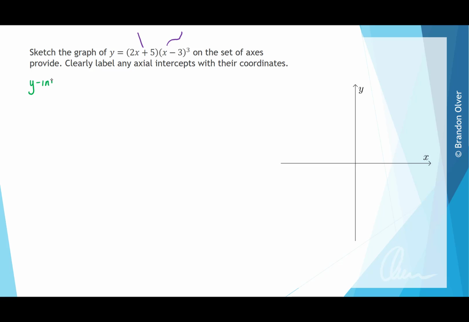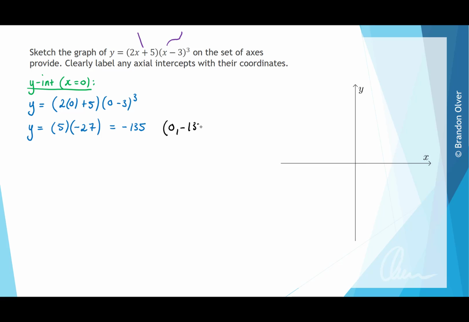So the y-intercept is going to occur when x is equal to 0. For our rule, we will have y is equal to 2 times 0 plus 5, multiplied by 0 minus 3 to the power of 3. Evaluating that, we find y is equal to, 2 times 0 plus 5 is simply 5, and then negative 3 cubed is minus 27. And if you evaluate that, you find that 5 times negative 27 is negative 135. Therefore, we have a y-intercept at (0, minus 135).